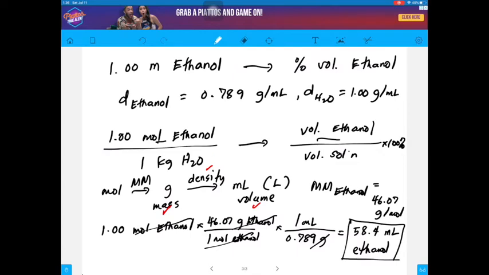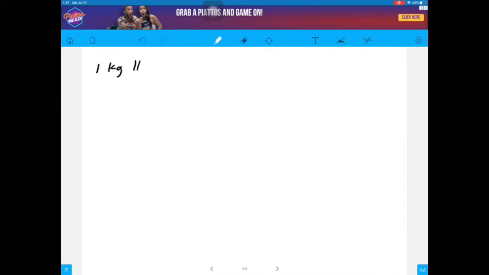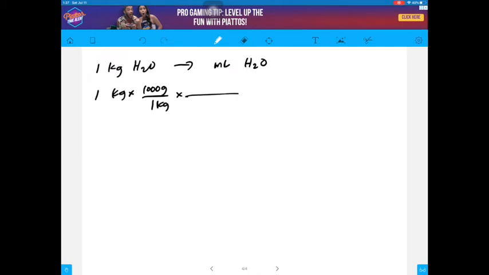Now we want to know how much is the volume of the solution. What we currently know is the mass of the solvent, which is water. How can you convert 1 kilogram of water to ml of water? The answer is by using the density. So 1 kilogram is basically 1000 grams. And the density of water is 1 gram per 1 ml. It's basically 1000 ml. So this is the volume of your solvent.